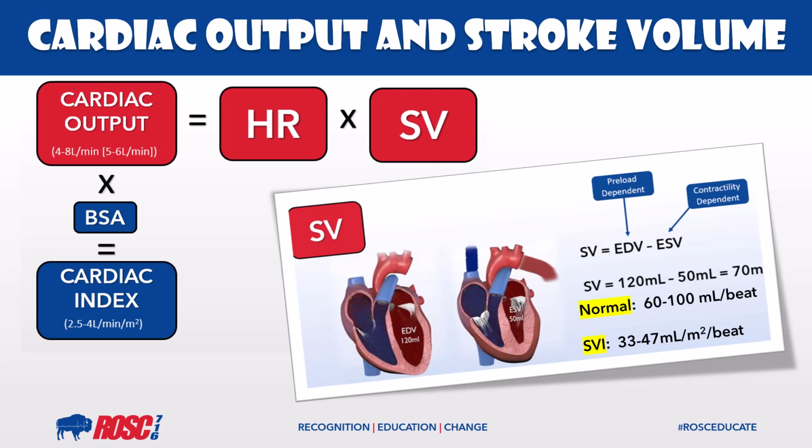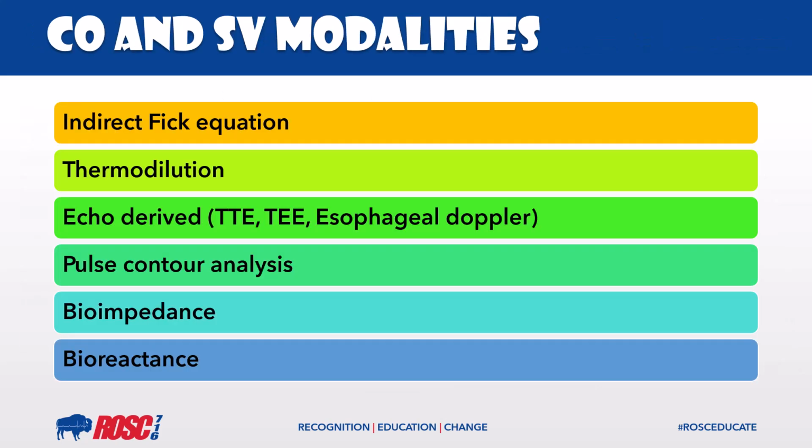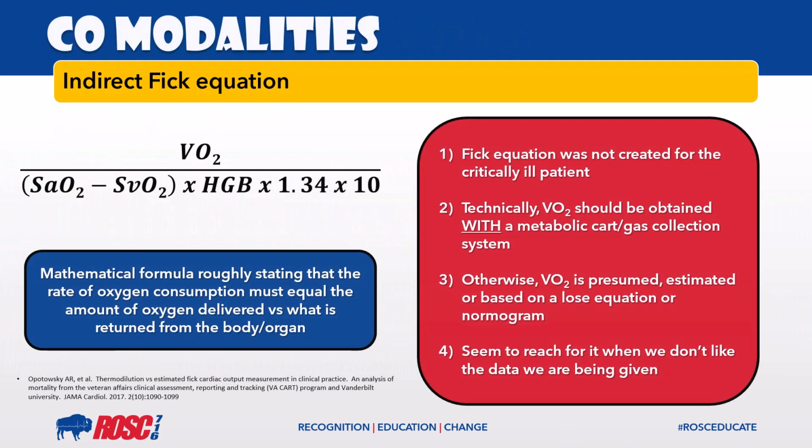We covered the importance of heart rate in the cardiac output equation, as well as stroke volume, and we understood that a normal stroke volume ranged from 60 to 100 mLs per beat, and that we should index that stroke volume with a stroke volume index, normal being in the low 30s to mid 40s. Instead of being redundant and further covering those topics, what I really wanted to do was go over various cardiac output and stroke volume modalities in terms of hemodynamic monitoring. Let's start with the indirect Fick equation.